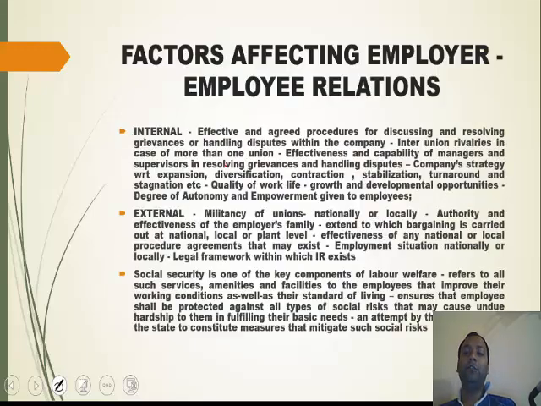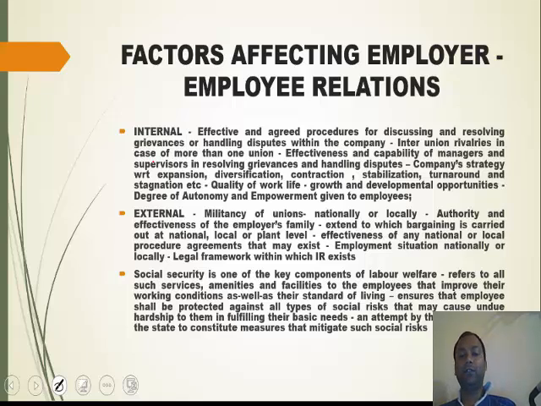Now, factors affecting employer-employee relations. Internal factors: effective and agreed procedures for discussing and resolving grievances or handling disputes within the company; inter-union rivalries in case of more than one union; effectiveness and capability of managers and supervisors in resolving grievances and handling disputes; the company's strategy with respect to expansion, diversification, contraction, stabilization, turnaround, and stagnation, etc.